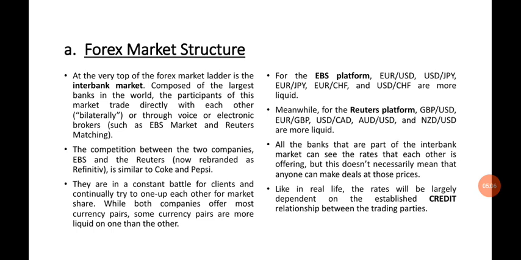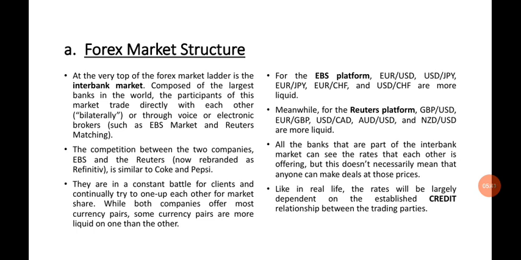While both companies offer most currency pairs, some currency pairs are more liquid on one than the other. For the EBS platform, Euro US dollar, US dollar Japanese yen, Euro Japanese yen, Euro Swiss franc, and US dollar Swiss franc are more liquid. Meanwhile, for the Reuters platform, British pound US dollar, Euro British pound, US dollar Canadian dollar, Australian dollar US dollar, and New Zealand dollar US dollar are more liquid.